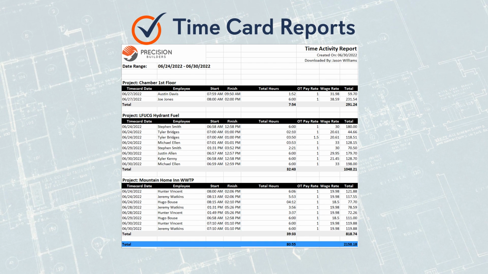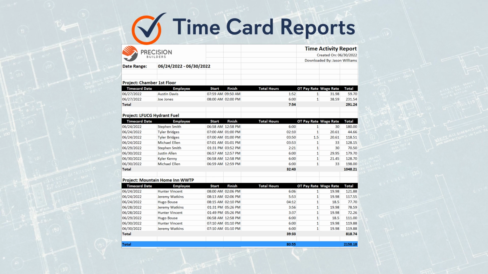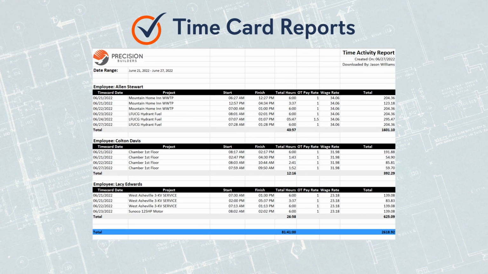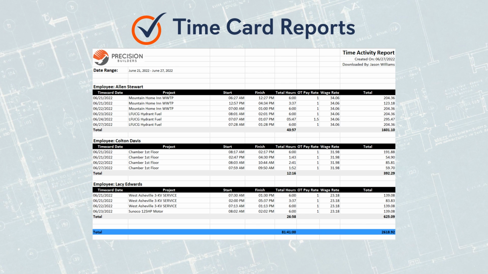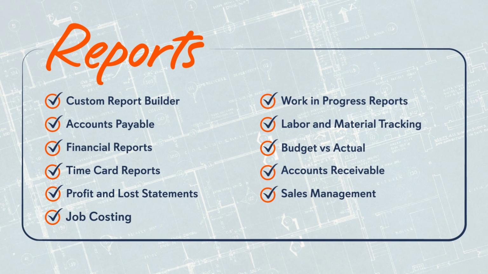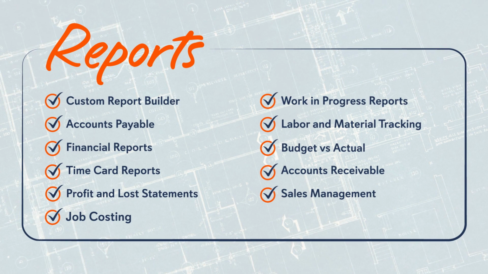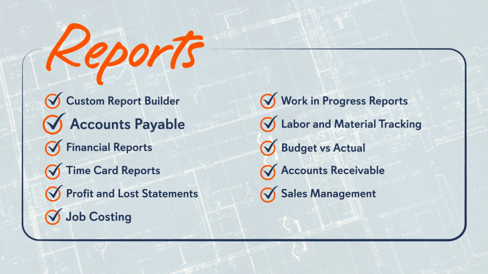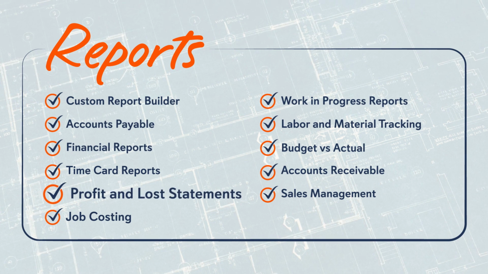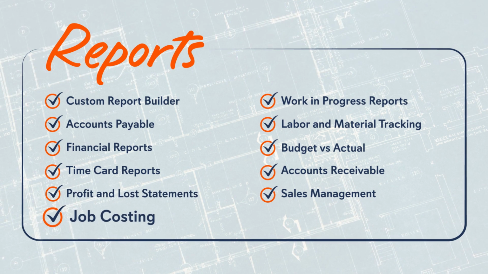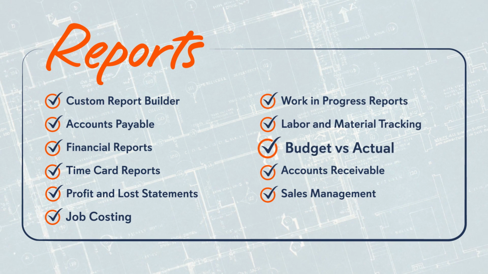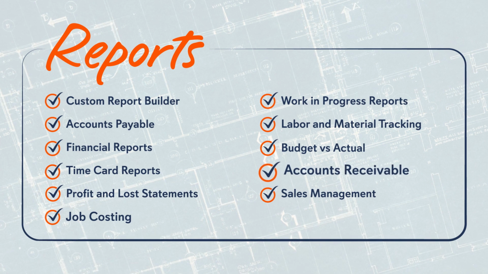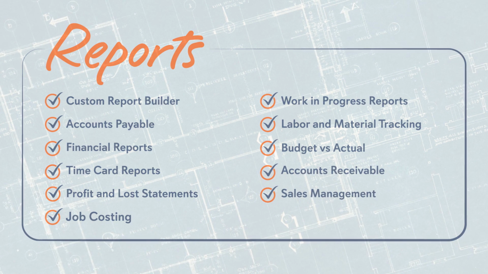Grouping and sorting and calculating your labor has never been easier. No matter if you use the weekly sheet, crew card, crew sheet, or the employee time card, it all gets shown on the report and calculated into your job costing numbers. Additionally, we also have many pre-built reports in the following categories: accounts payable, financial reports, profit and loss statements, job costing reports, work in progress reports, labor and material tracking, budget versus actual, accounts receivable, sales management, and many more.